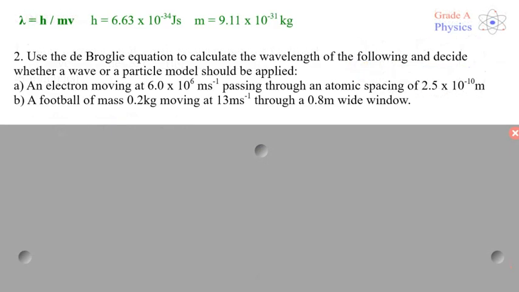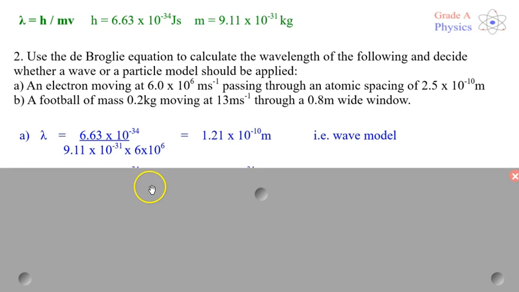Like we say, question 2 would be a fairly straightforward question in the exam. You might get something that's simple, but all we need to do is to select the correct formula and substitute the values, and we get the wavelength. In this case, it's going to be 1.21 × 10^-10. And then we need to compare that to the spacing, same order of magnitude, 10^-10. So we're going to have wave behavior. We will get diffraction and possibly interference.